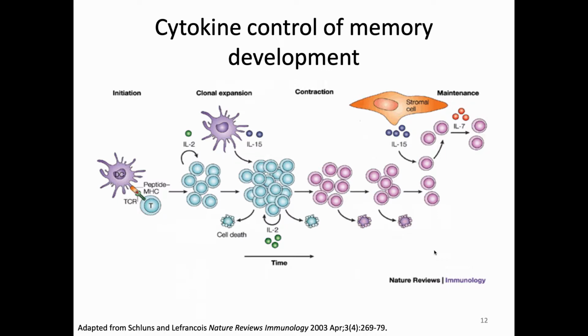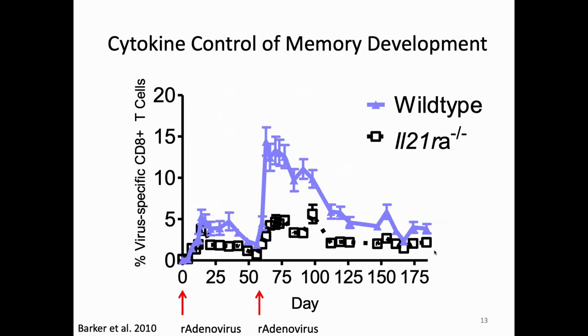And just to give you an example of how someone might study something like this is from my dissertation. I was studying another cytokine from this same family, IL-21. IL-21 also signals through the common gamma chain, as well as an additional partner protein, the IL-21 receptor alpha. I had mice that were either wild-type mice that were able to respond to IL-21 or IL-21 receptor deficient mice. And I infected them with adenovirus once, and then 8 weeks later, I infected them with adenovirus again.